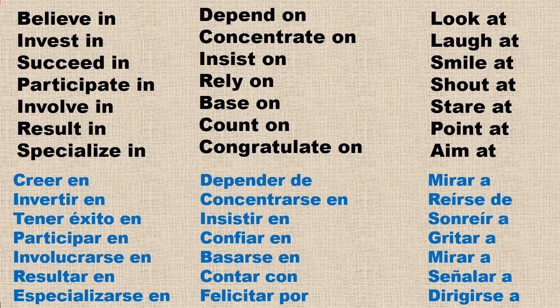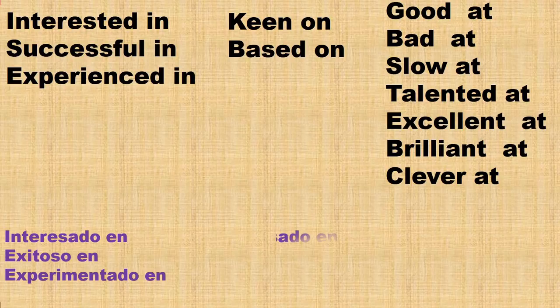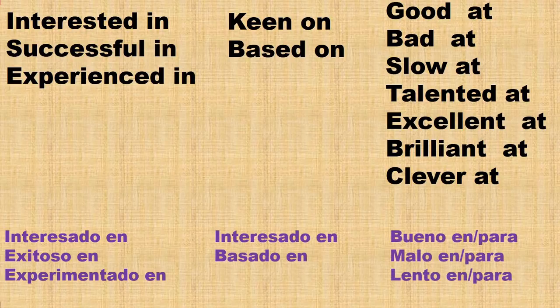Y lo mismo sucede con algunos adjetivos. Example, repeat after me. Interested in, successful in, experienced in, keen on, based on, good at, bad at, slow at, talented at, excellent at, brilliant at, clever at. Y lo mismo que te dije anteriormente, estos adjetivos cuando los utilizamos y después va un objeto, normalmente van a ir acompañados de esta preposición.